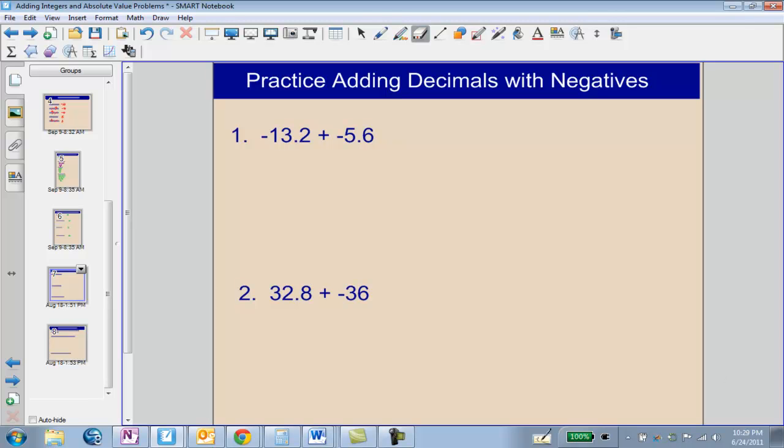Next, we're going to practice adding negatives where we have decimals. So this is rational numbers. So we're going to practice adding rational numbers. In the first example, we are adding 2 negatives. So I'd like you to try that.